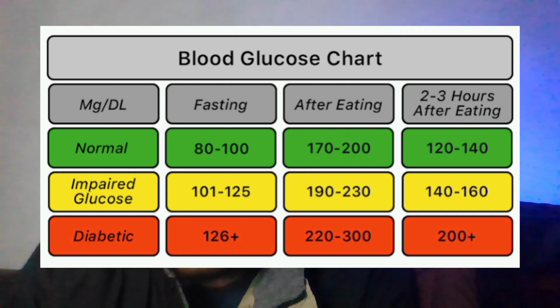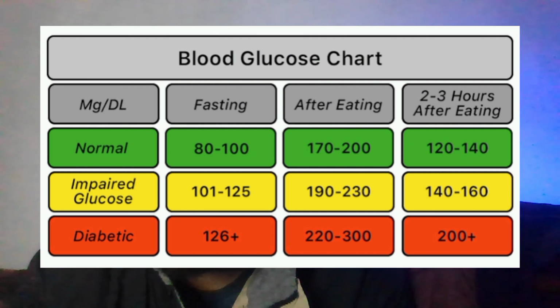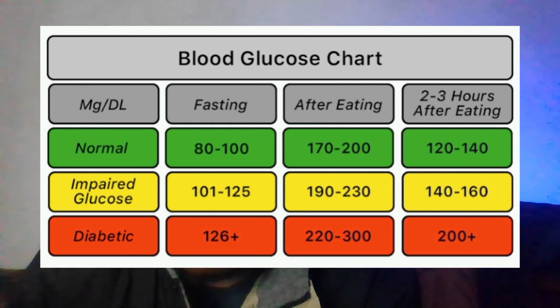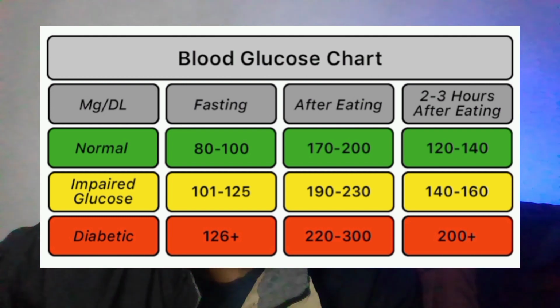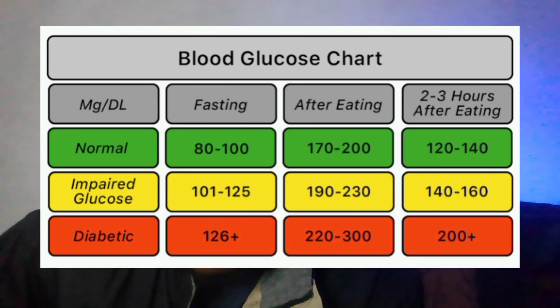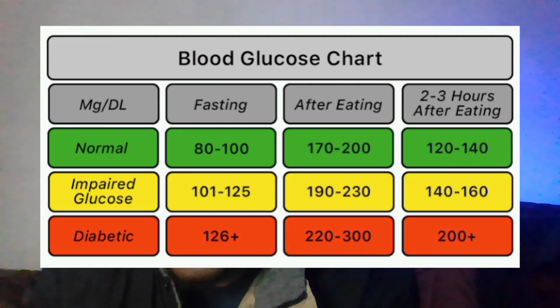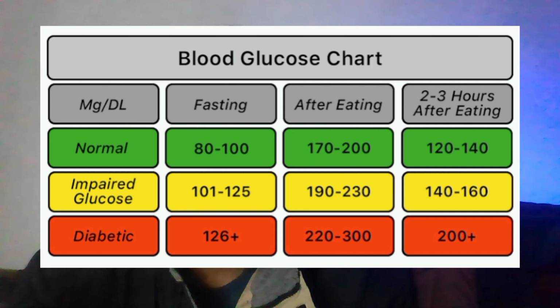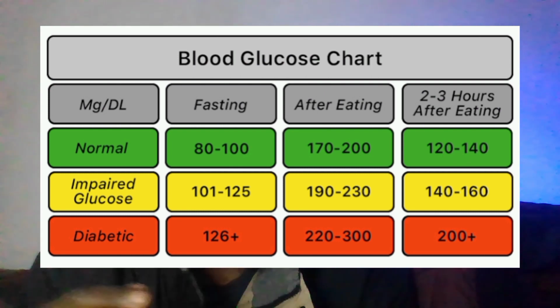But in an impaired glucose level, you will notice 101 to 225, or after eating, you will notice 190 to 230. Then 2 hours after eating, it's going to drop down to 140 to 160. That means it's impaired.